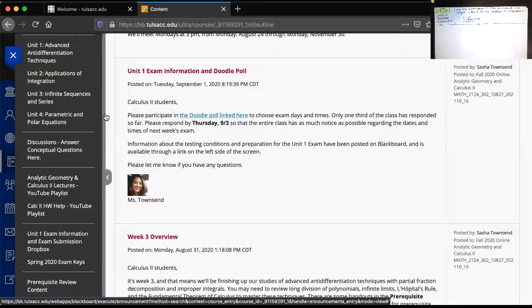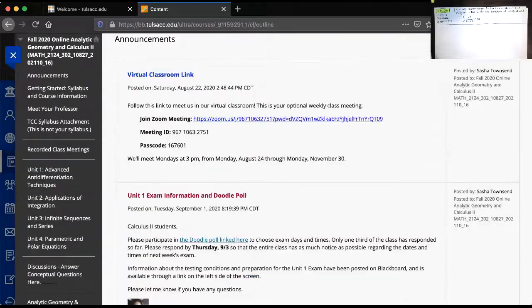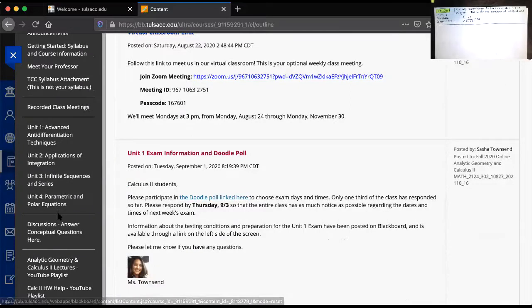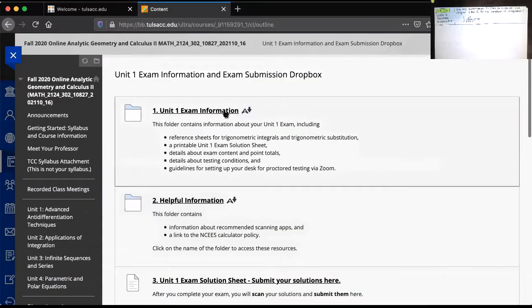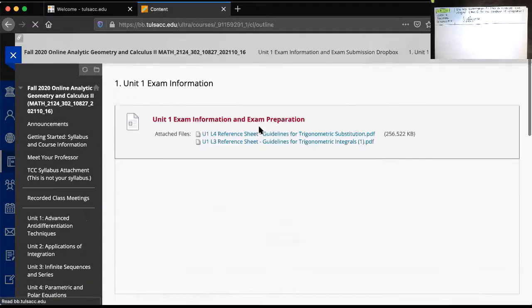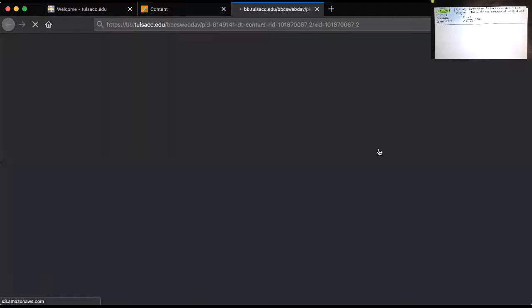So we go over here, we're on our Blackboard site now. And you've got all of your units, discussion questions, and then you've got Unit 1 exam information and exam submission Dropbox. So here's the exam information, and then you've got links to all of your reference sheets. The reference sheet that we need is the trig substitution reference sheet. So that's this one here.